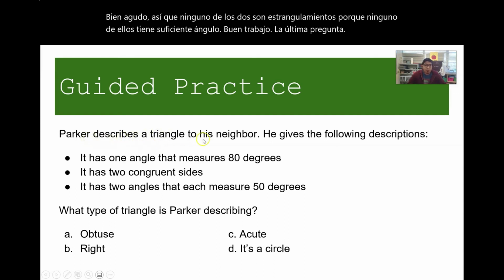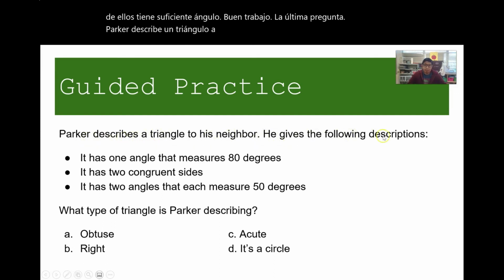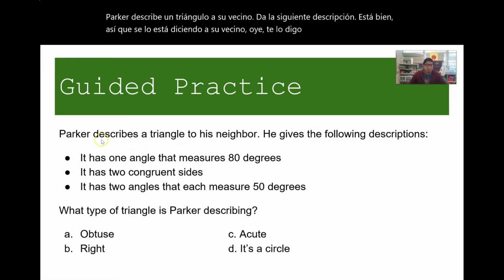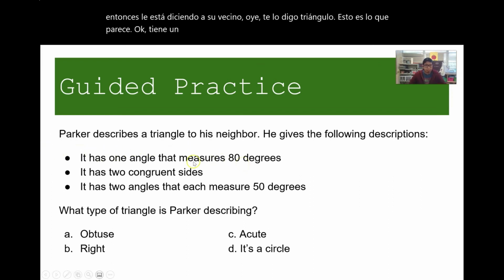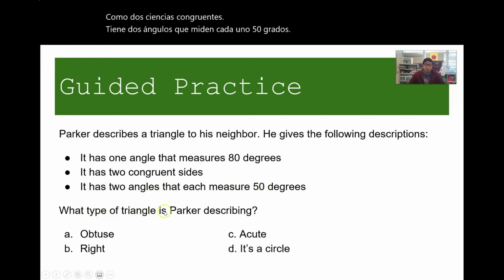Parker describes a triangle to his neighbor. He gives the following description. Okay, so he's telling his neighbor, hey, I'm gonna tell you a triangle. This is what it looks like, okay? It has one angle that measures 80 degrees. It has two congruent sides. It has two angles that each measure 50 degrees. What type of triangle is Parker describing?